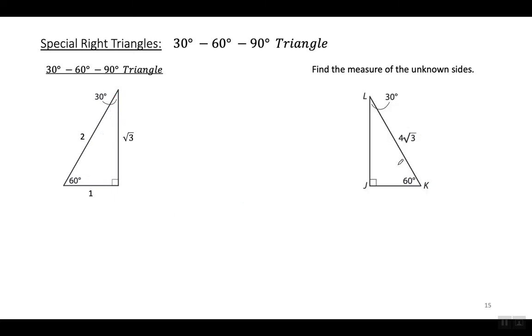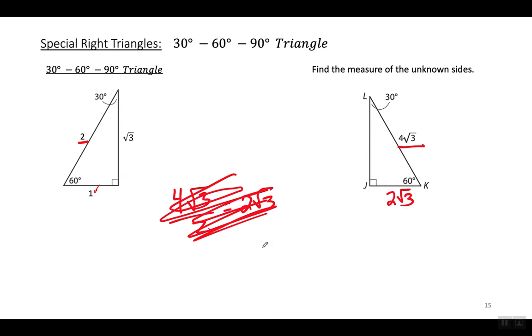All right, so here's another 30, 60, 90 triangle. Here they're giving us the hypotenuse. If we start with the hypotenuse, we need to go to the one side first, because you can't go from the hypotenuse directly to this one. To go from the hypotenuse to this side, I divide by 2. 4 square root of 3 divided by 2 gives me 2 square root of 3. So this side is 2 square root of 3. And to go from the one side to this side, I multiply by square root of 3. So 2 square root of 3 times square root of 3 equals 2 square root of 9, which equals 2 times 3, which equals 6.